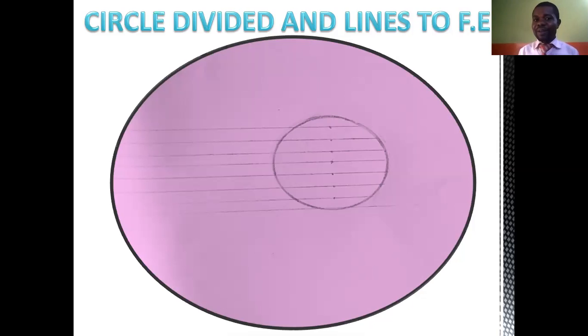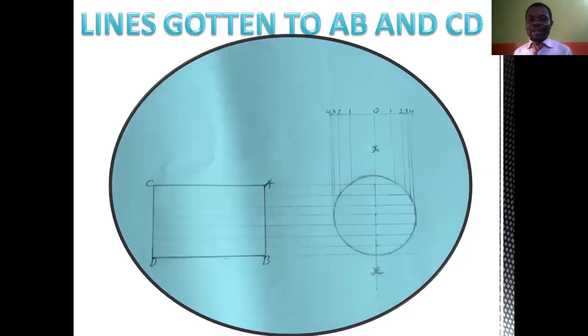You can see it now. 1, 2, 3, 4, 5, 6, 7, 8. This is even. You now radiate the lines, transfer it to this side, to the front elevation. That is the next thing we will see. The lines are taken now to the front elevation, meeting AB and CD now.